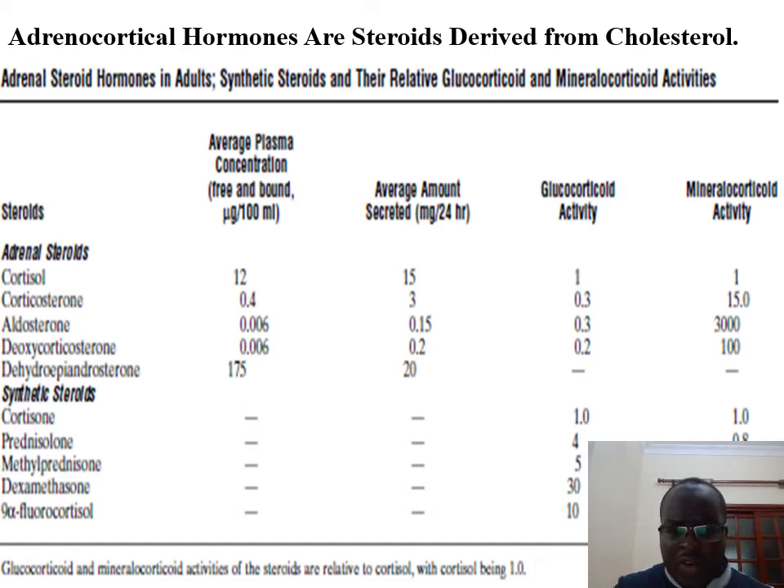The corticosterone, you can see that it has got glucocorticoid activity of 0.3. It's not much. Then it has mineralocorticoid activity of 15. So corticosterone is classified as mineralocorticoid to some extent because its mineralocorticoid activity is high. Aldosterone, it has got glucocorticoid activity of 0.3 and mineralocorticoid activity of 3000. So it means it's a potent mineralocorticoid hormone. So its mineralocorticoid activity is very high for aldosterone. That's why it's a major mineralocorticoid that is produced by the adrenal cortex.